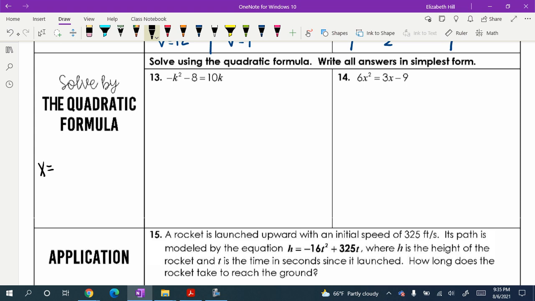So x equals, if you remember, the quadratic formula, remember the pop goes weasel. So x equals negative b plus or minus the square root of b squared minus 4ac, all over 2a. All right, so there's your quadratic formula.